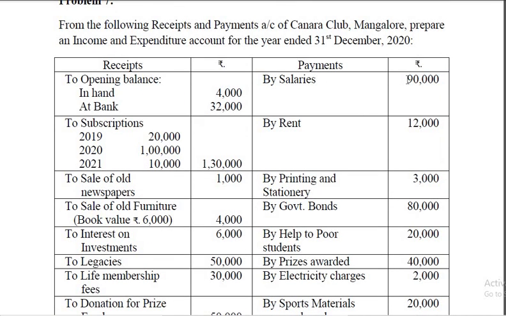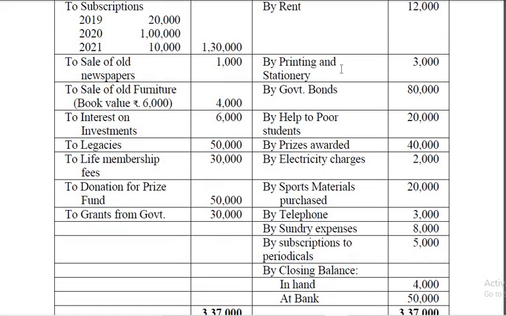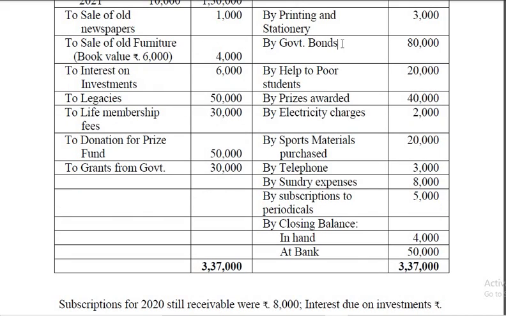Salaries, revenue expenditure. Rent, revenue expenditure. Printing and stationery, revenue expenditure. Government bonds, okay, that is capital expenditure, will come to the asset side of the balance sheet. That's an investment. Help to poor students, okay, that is revenue expenditure.